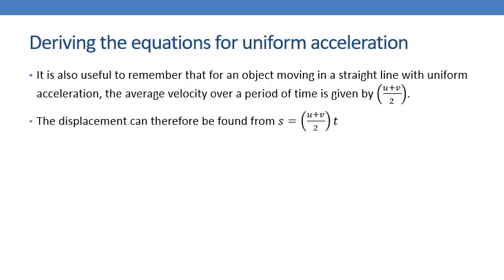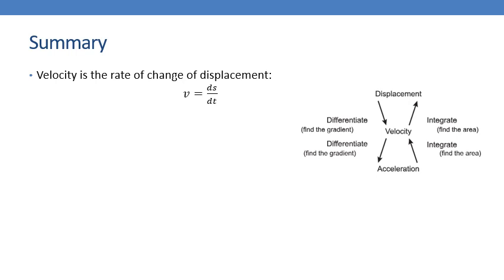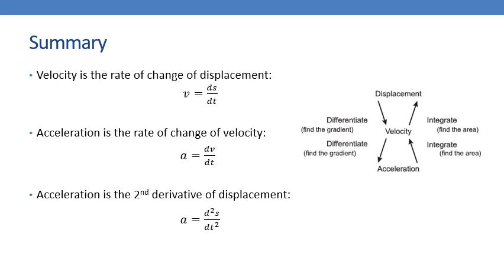Okay, remember our other formula we can still use as well if we want to. So let's have a little summary. Velocity is the rate of change of displacement. We can write that using calculus notation as v equals ds by dt. Acceleration, a equals dv by dt, or d2s by dt squared. And a reminder on the right there that if we want velocity from displacement, we differentiate. If we want acceleration from velocity, we differentiate. If we want to go the other way round, we integrate.